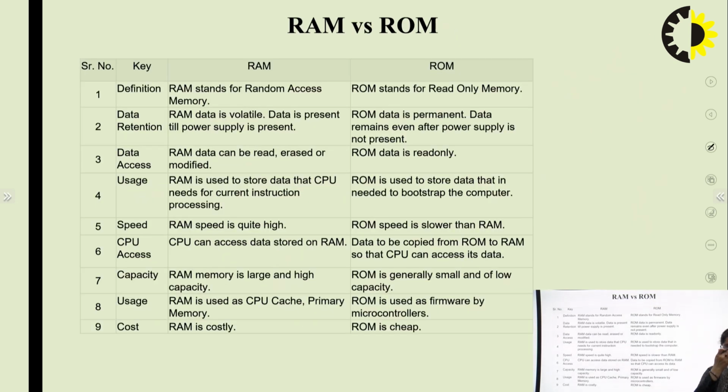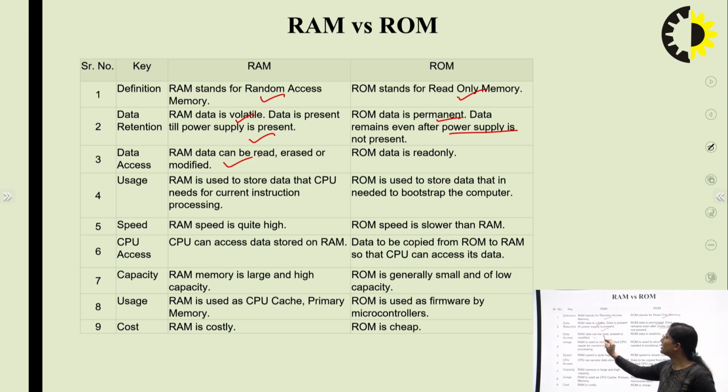So what is the difference between RAM and ROM? The basic difference is that one is known as random access memory and the other as read-only memory. RAM data is volatile, and the data is present only till the power supply is present. ROM data is permanent. It is not volatile in nature, and even if the power supply goes off, the data will not be deleted. It will always reside in your system.